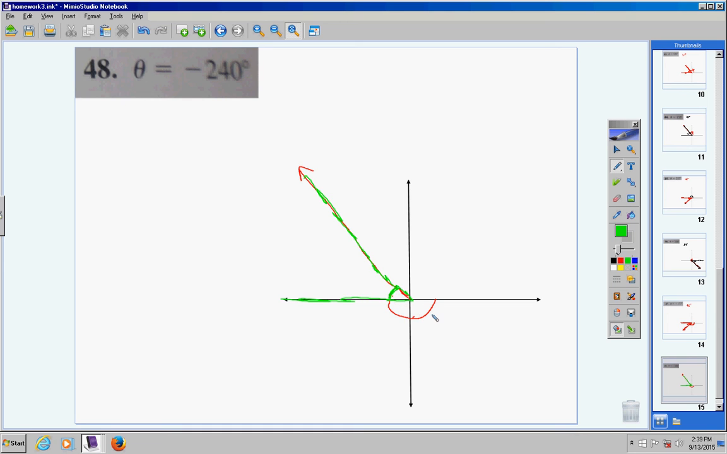So think about it. If from here to here is 240, okay? And we know from here to here is 180, okay? Then how much more do I have to go from 180 to 240? Well, it's going to be 60 more degrees. So from here to here is 180 plus 60 more, which would give you 240. So the reference angle is 60 degrees.